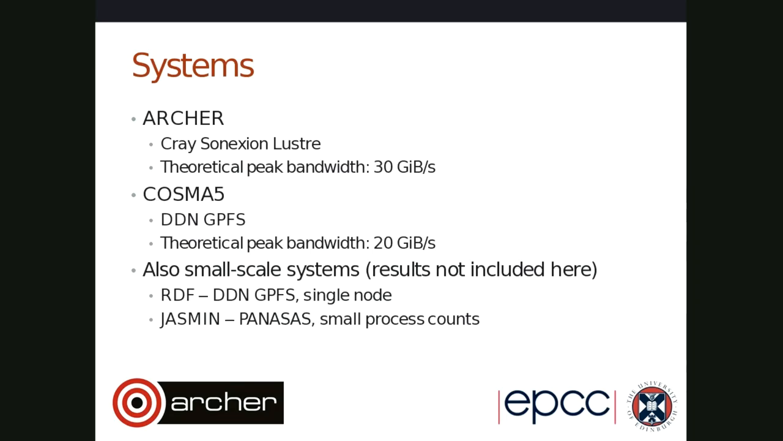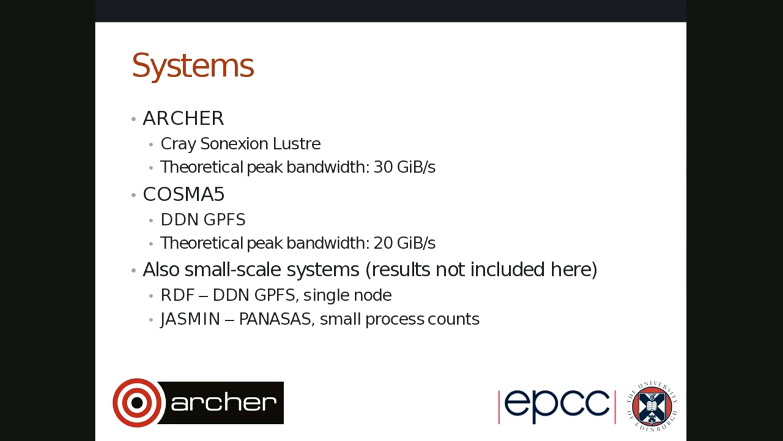So what systems did we look at this on? Well, obviously this is an ARCHER webinar with the ARCHER CSE team. So we were interested in ARCHER, which is a Lustre file system. It's a Cray selection. It has a theoretical peak bandwidth for the file system we look at of around 30 gigabytes per second. And the other big system we had access to in Durham is the COSMA 5 system. This is an IBM GPFS file system with a theoretical peak bandwidth of about two-thirds of that, about 20 gigabytes per second.